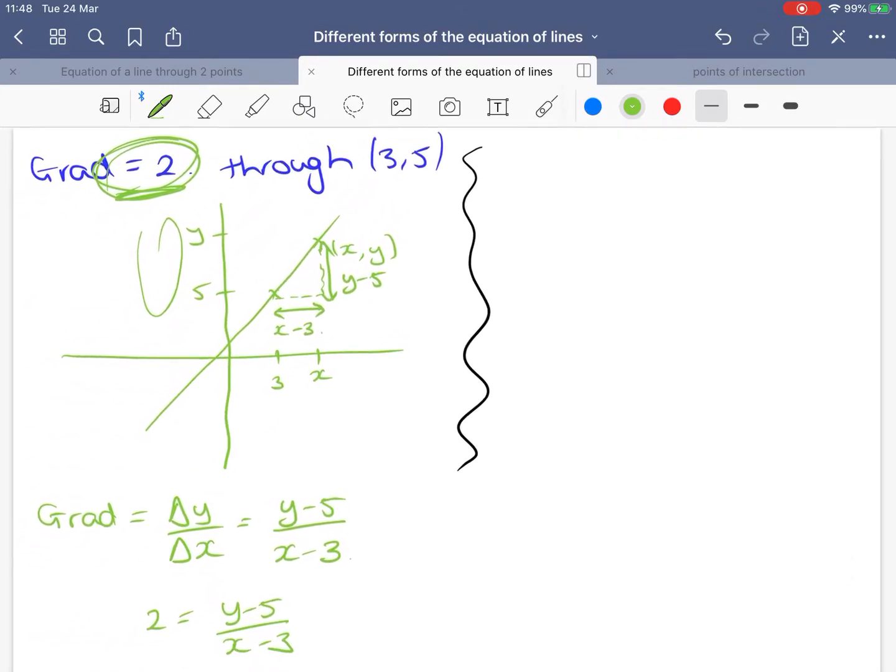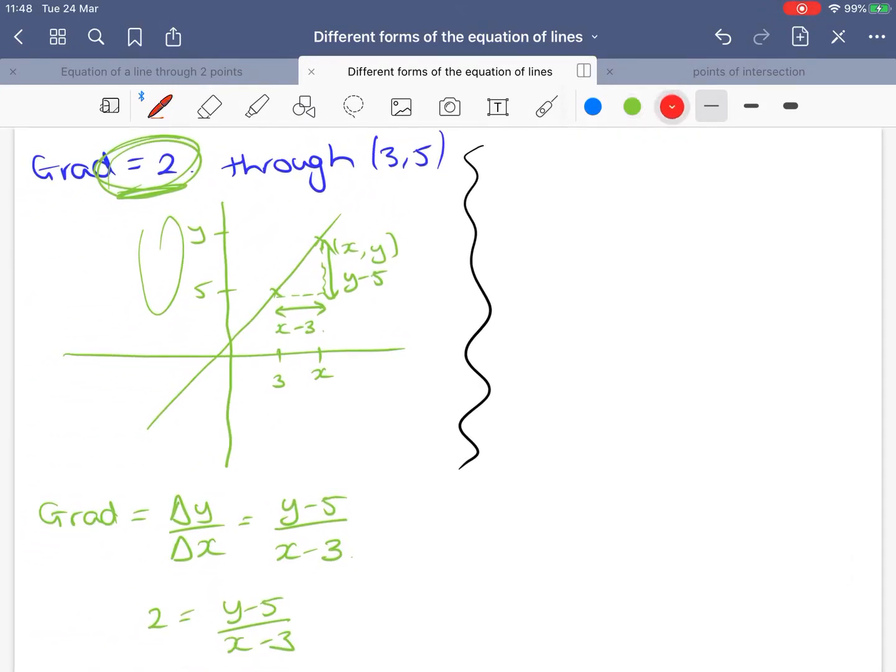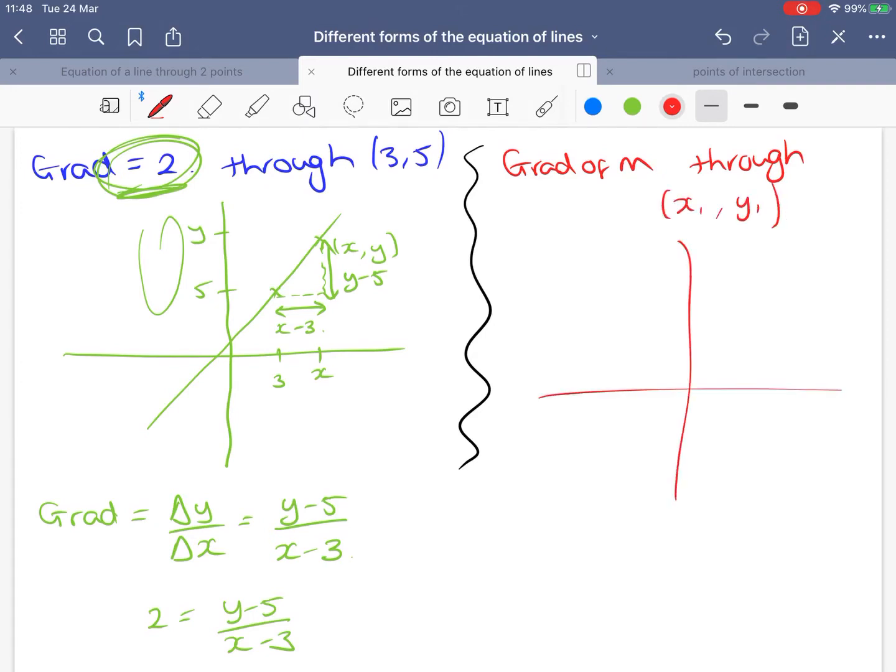But how do we actually get that equation? It is quite nice to remember the equation and just use it. So I'm going to say my line has got a gradient of m, and it goes through the point (x1, y1). So sketch it. Got my point (x1, y1) right there. Got a gradient of m. Don't know what that gradient looks like, but I'm just going to draw a line. So again, I'm going to put a general point on this line at (x, y).